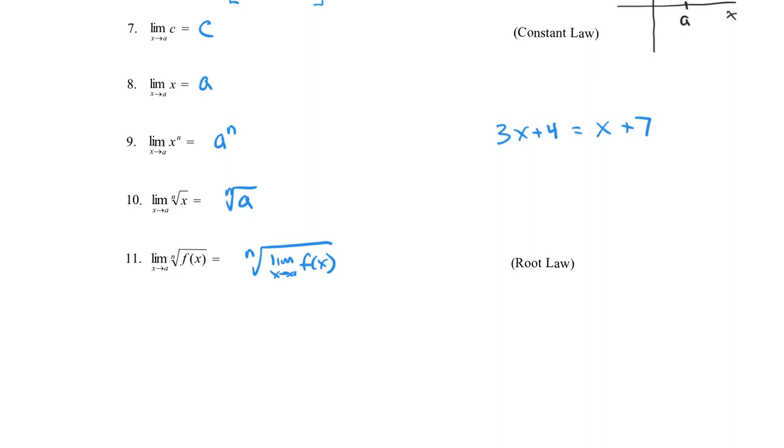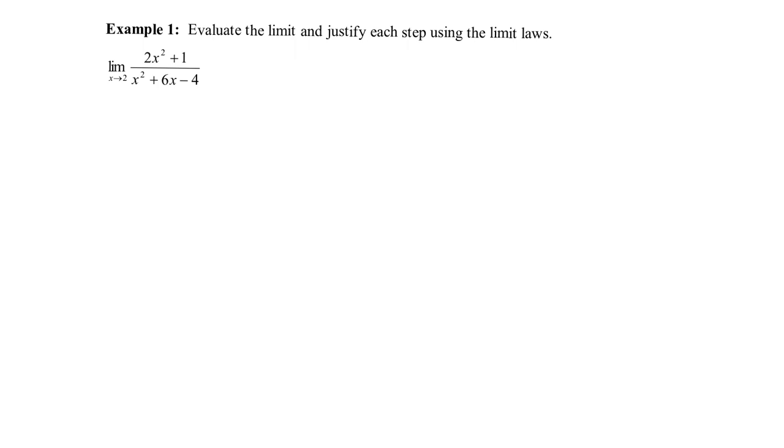That's what we're going to do here. So for this example, I'm going to solve this. I'm just going to do some operations, and your job is to look at what I'm doing and justify each step that I'm doing using these limit laws.